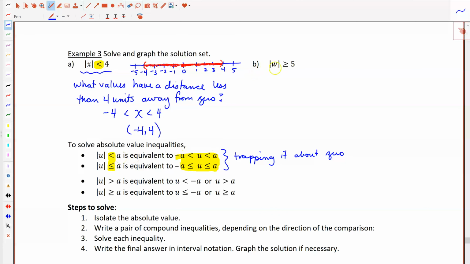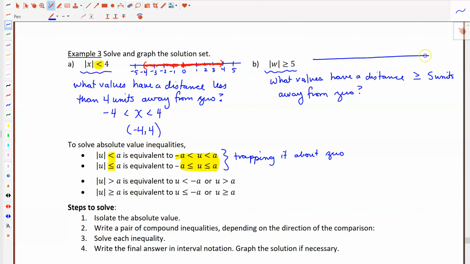Now for the greater than, let's take a look at this example. The absolute value of W is greater than or equal to 5. So this inequality is asking me what values have a distance that's greater than or equal to 5 units away from 0. Let's try that again. Away from 0. Right, so again, let's come back to our number line so we can see what's going on right here.